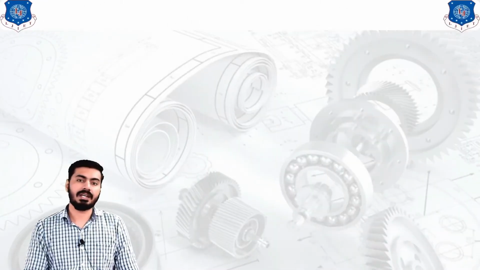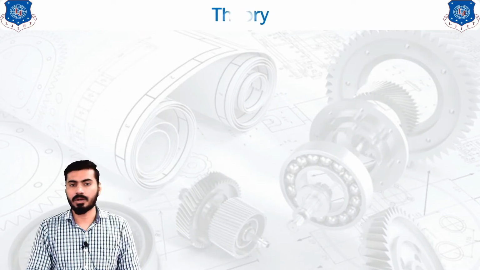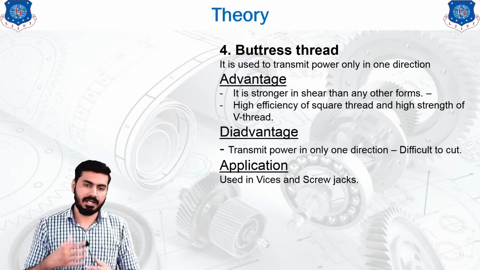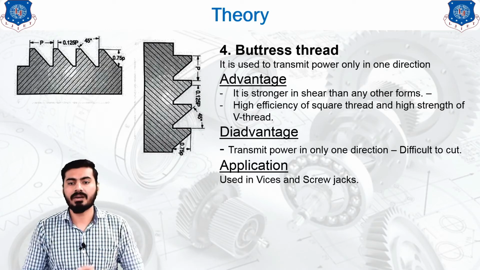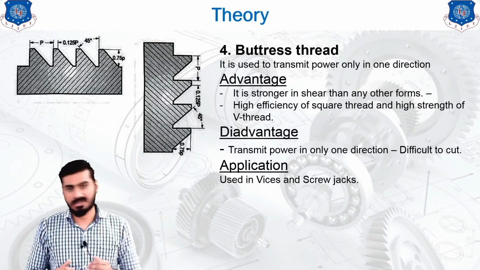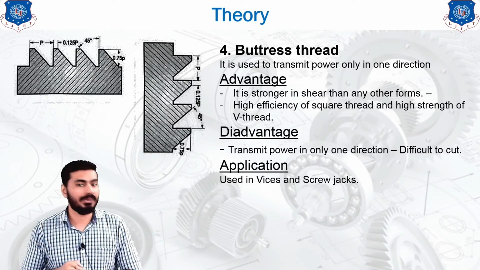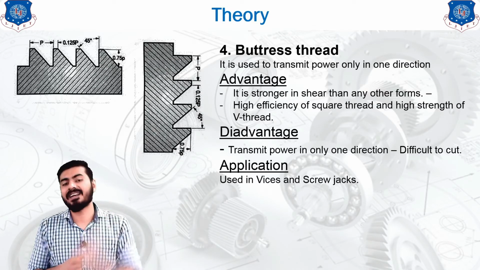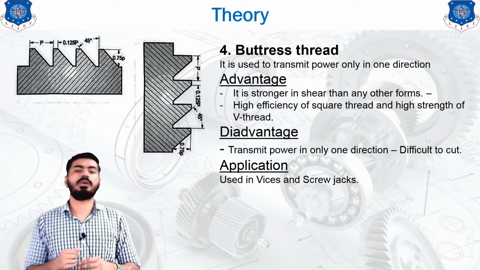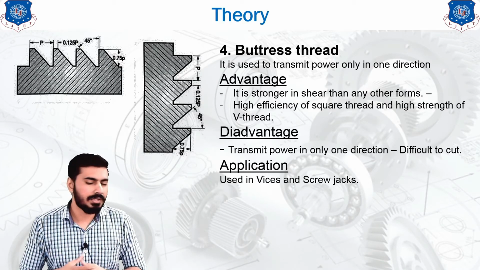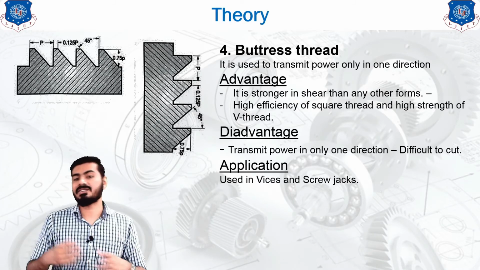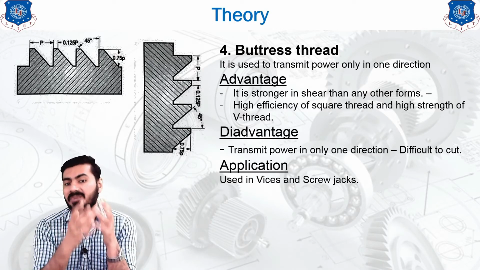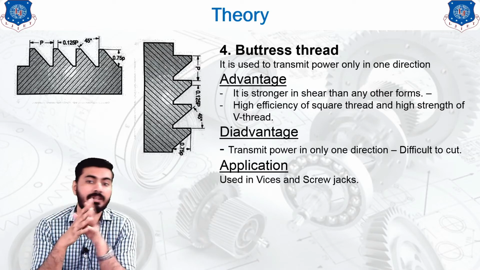So we will see another type of thread that is already represented on the screen here, that is the buttress thread. It is used to transmit the power in any one direction. So that is the only design criterion while selecting this type of thread. As you can see, the diagram of the buttress thread is represented on your screen. The advantage of this type of thread is that it is stronger in shear than any other form. So if you want to have better strength in shear, then you can go with the buttress thread.